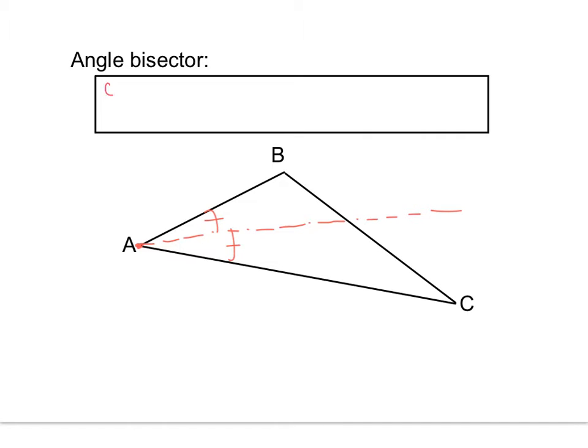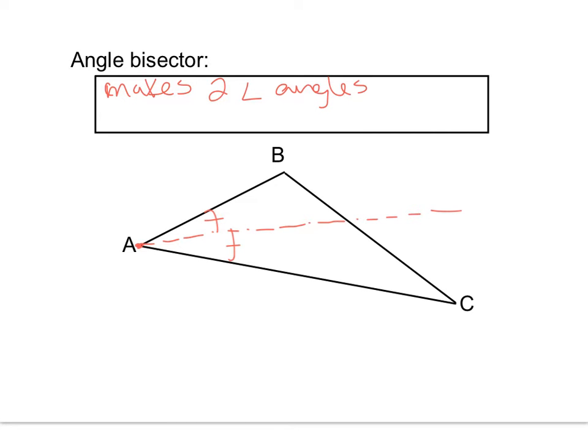So I'm going to say it makes two congruent angles. I think that's all I'm going to say. Makes two congruent angles. Not new vocabulary, but in a triangle maybe it's a little different. We're going to look at some other properties of angle bisectors too a little later.